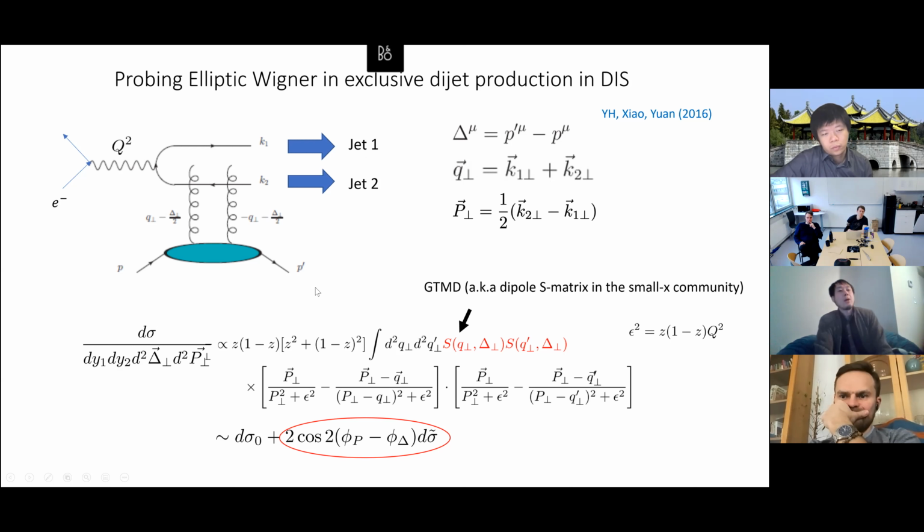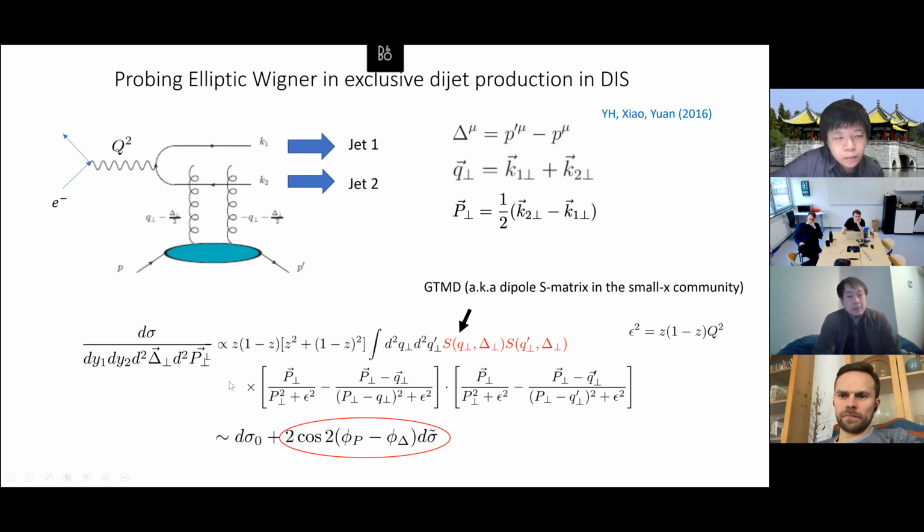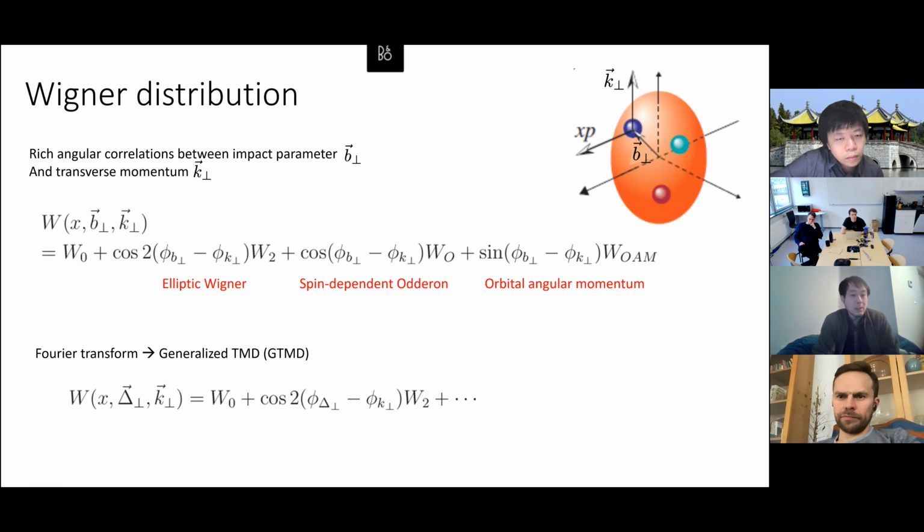Now one can show that to leading order in the small x kinematics, this cross section differential in delta_perp and q_perp is written like this, and this S is the gluon GTMD. If you are familiar with small x Color Glass Condensate type of physics, this is also known as the dipole S matrix in the context of small x physics. Since this GTMD contains the angular dependent term, which is governed by the elliptic part of the Wigner distribution function, you find that this cross section has a characteristic angular dependence between capital P and delta here. If the experiment can measure this cosine 2 phi dependence, this is a signal of the elliptic Wigner distribution function.